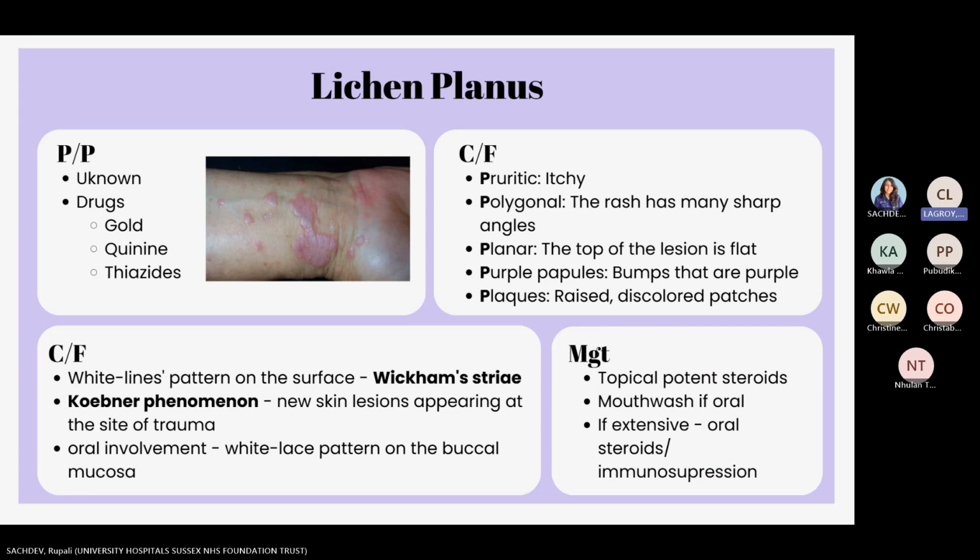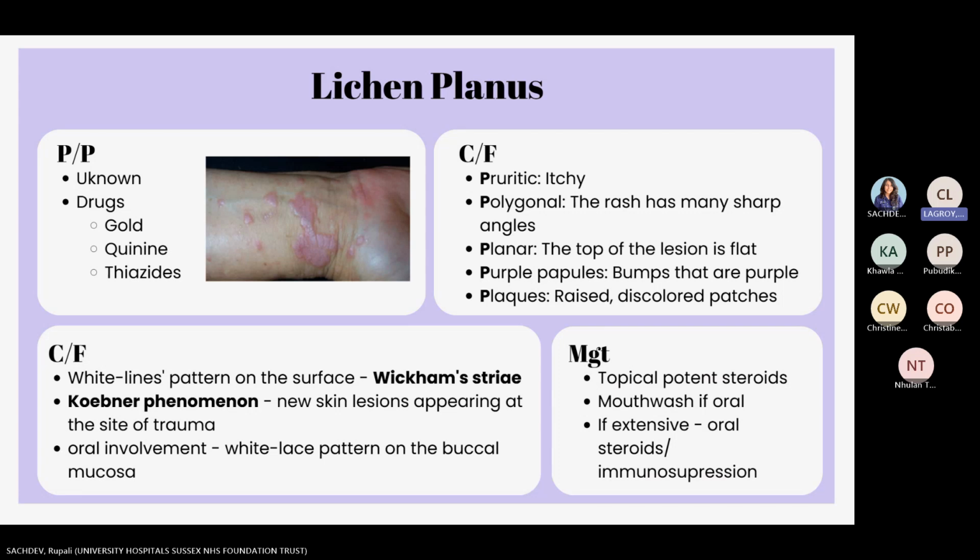So it's pruritic, so it's really itchy. Polygonal, so it's got many kind of sharp angles, which you can see on the picture. It shows it really well. It's planar, so the top of the lesion is flat. It's not going to be bumpy or anything. It is raised because you can see it, but it's a flat kind of lesion. The papules are purple. And you can see that there as well, pinky purple, and then they're plaques, like mentioned, so they're raised and discolored patches as well.